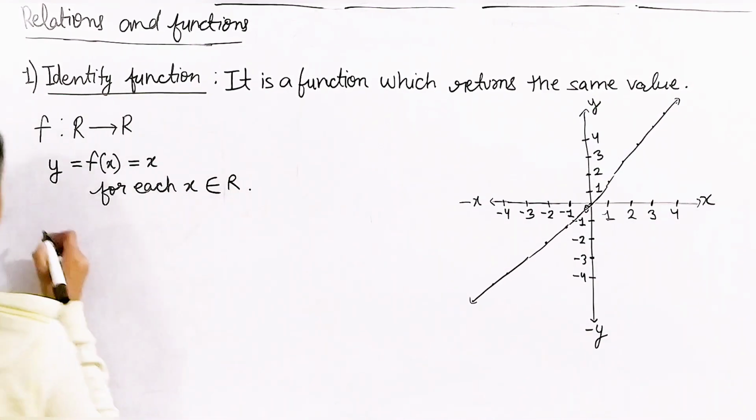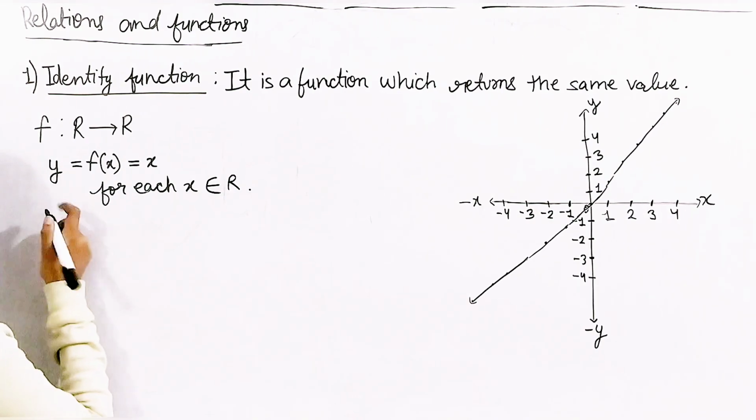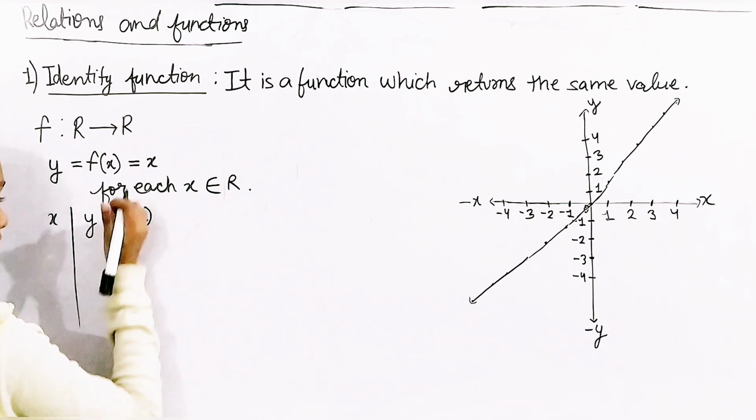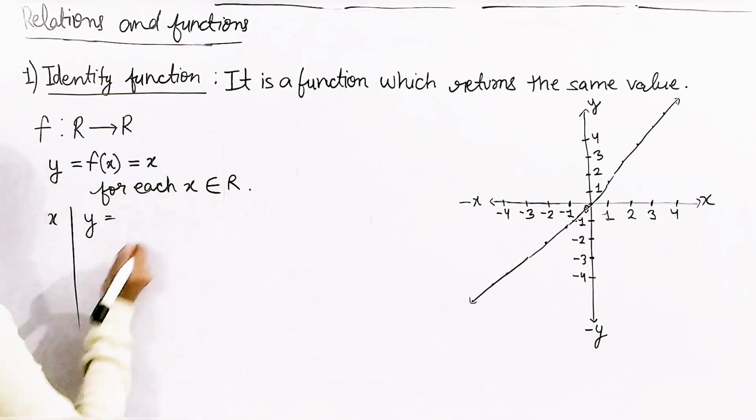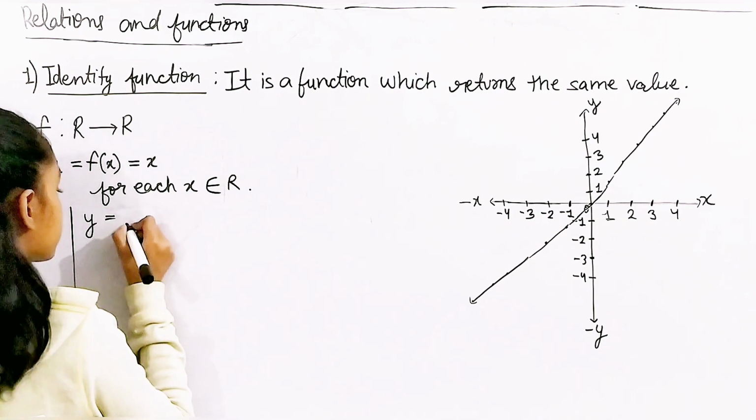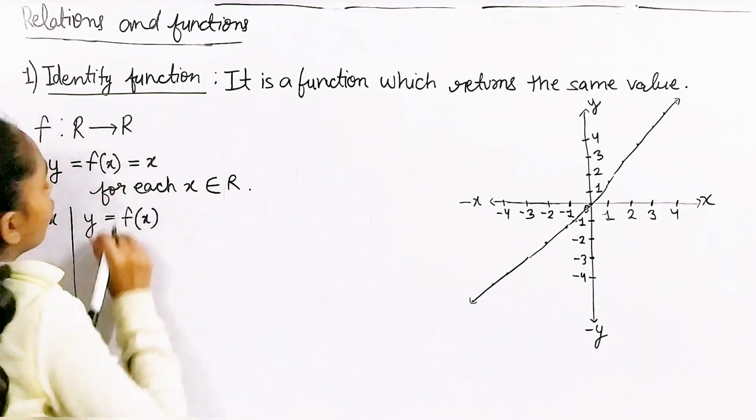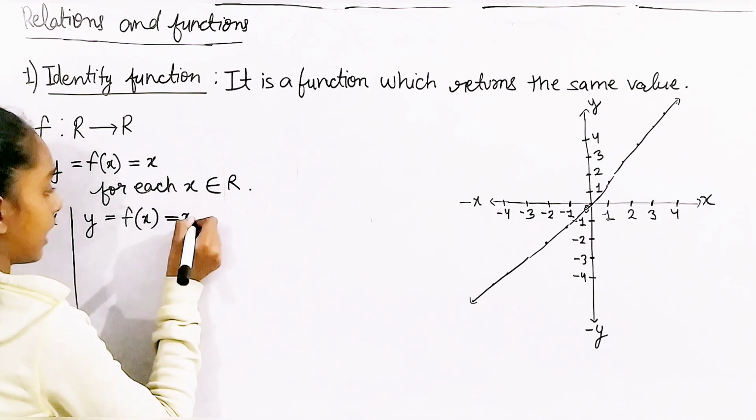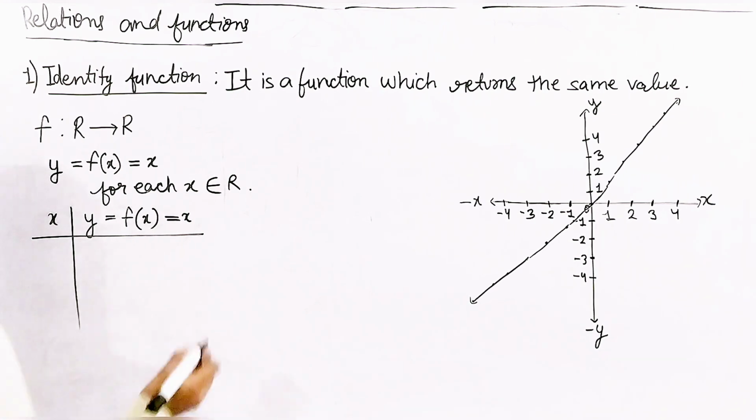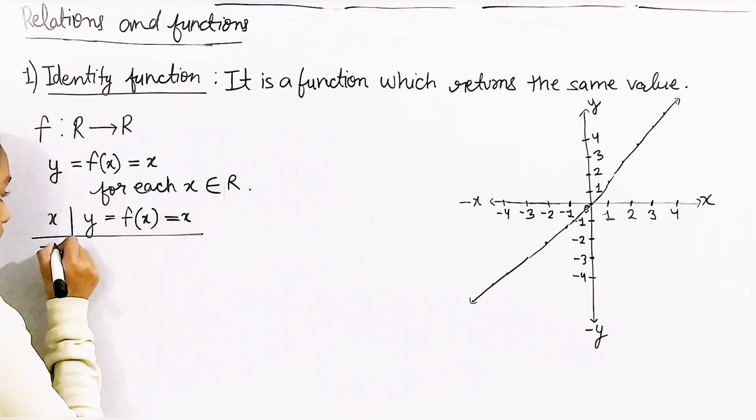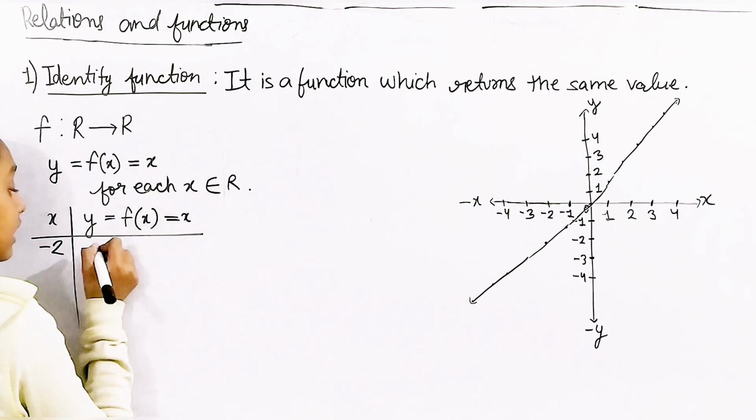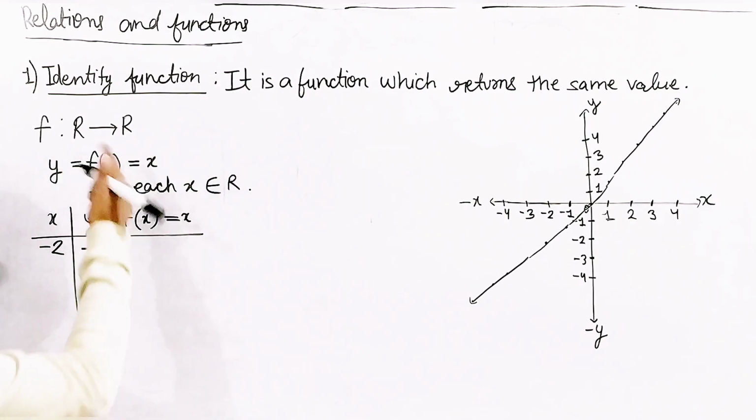So let me just tell you in an easy way. Let's say we have x, okay? We have x and y is equal to f(x). Okay, y is equal to f(x). This is better, and f(x) is equal to x. That's what we can see. So if, let's say, the value of x is -2, then y will also be -2, as it's going to return that same value.